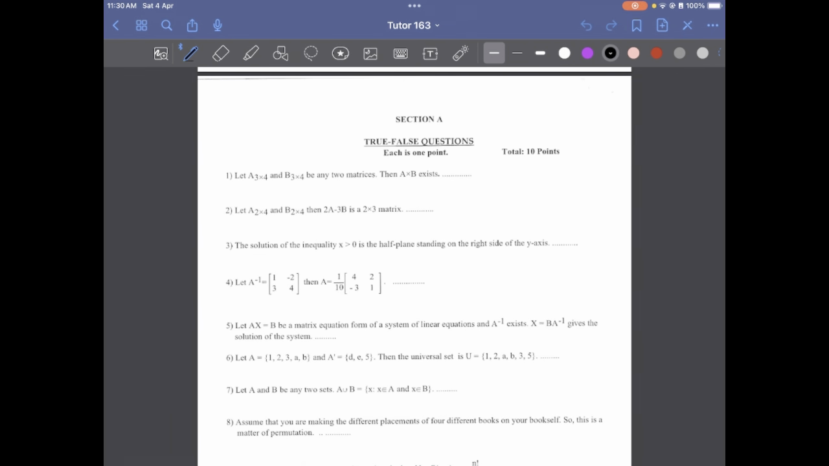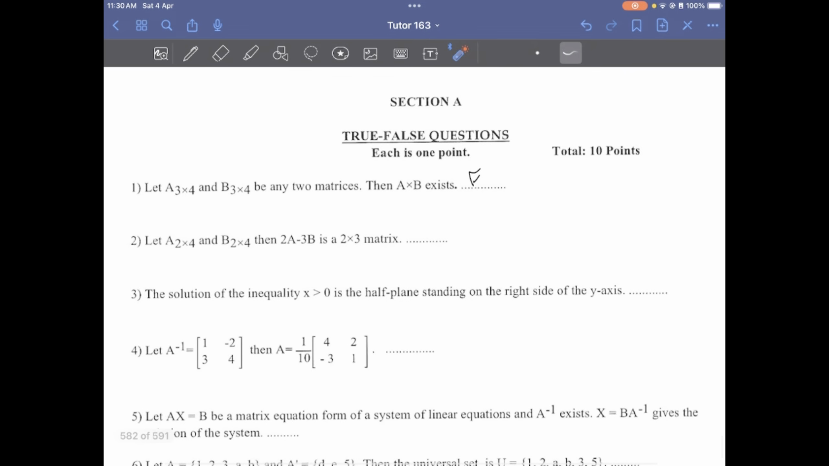Let A (3x4) and B (3x4) be any two matrices, then A times B exists. This is false. You could always check it by inputting a 3x4 matrix as A in your graphing calculator and a 3x4 matrix as B in your graphing calculator and multiplying the two.